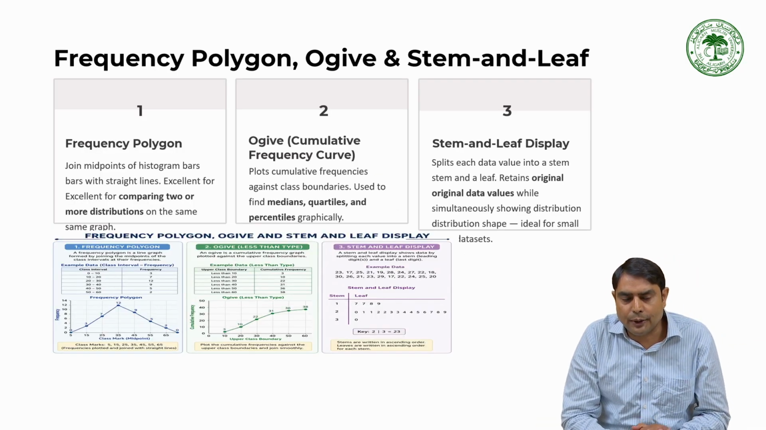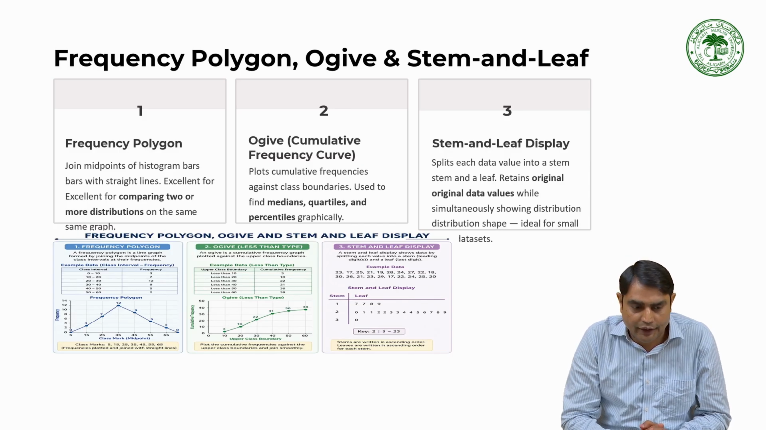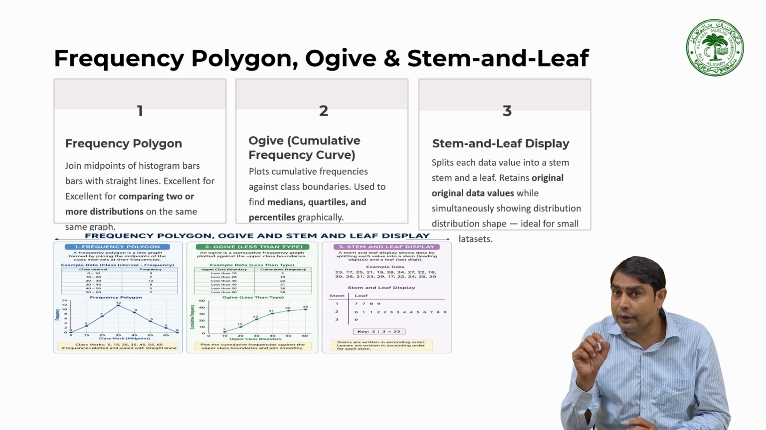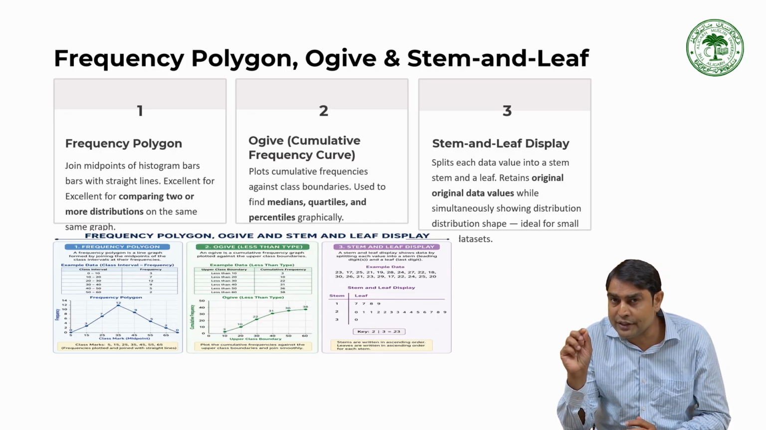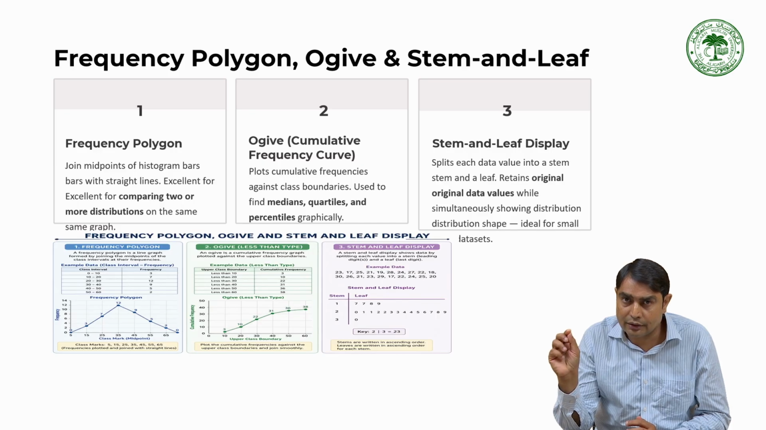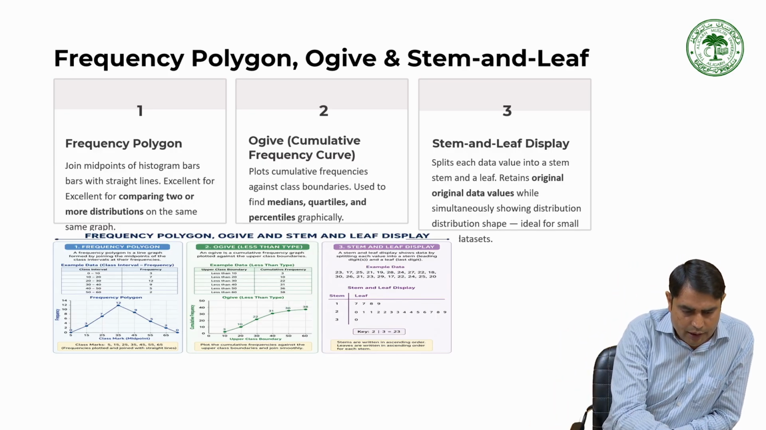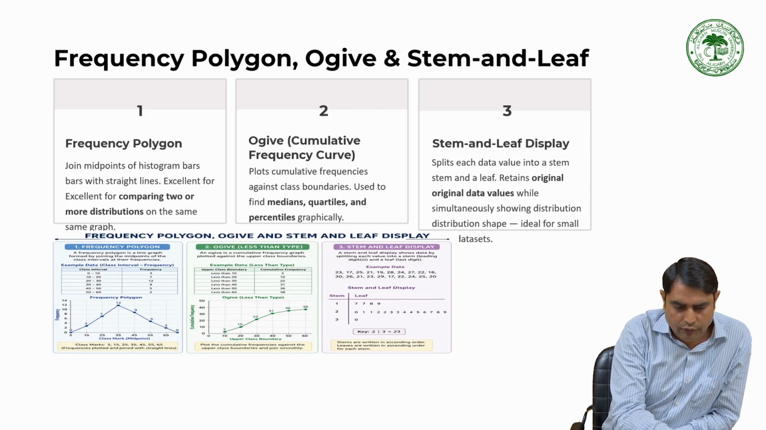Coming to the next part, which is the frequency polygon, there we will also be covering ogives and stem and leaf. Frequency polygon is what? It is when you are plotting points for each class frequency wise, like we are doing here. Class marks 5 to 15: 3, 15 to 25: 7, then 12.